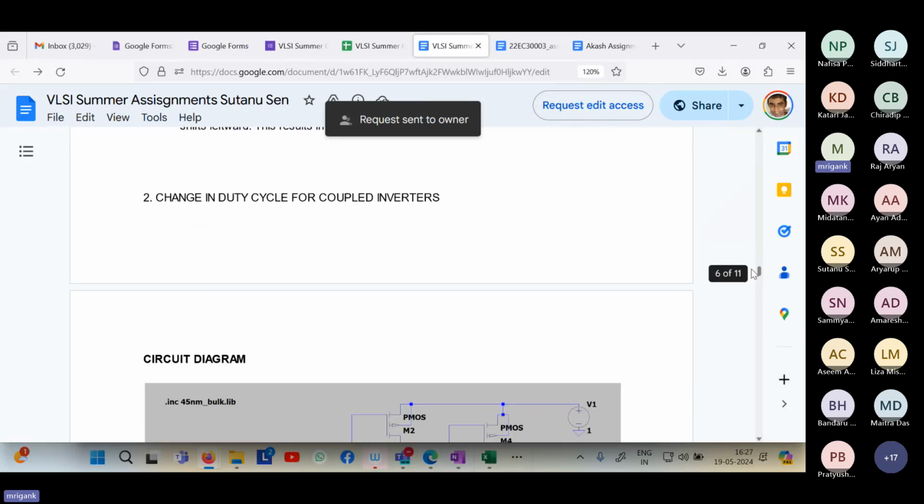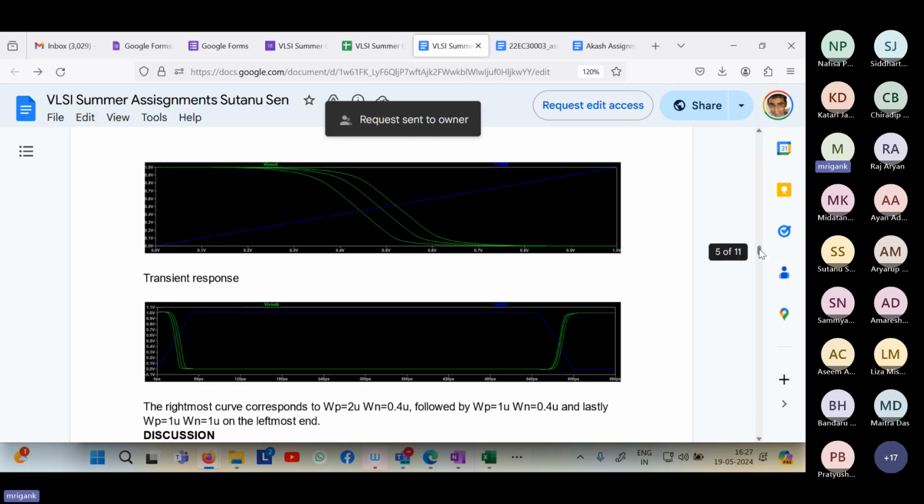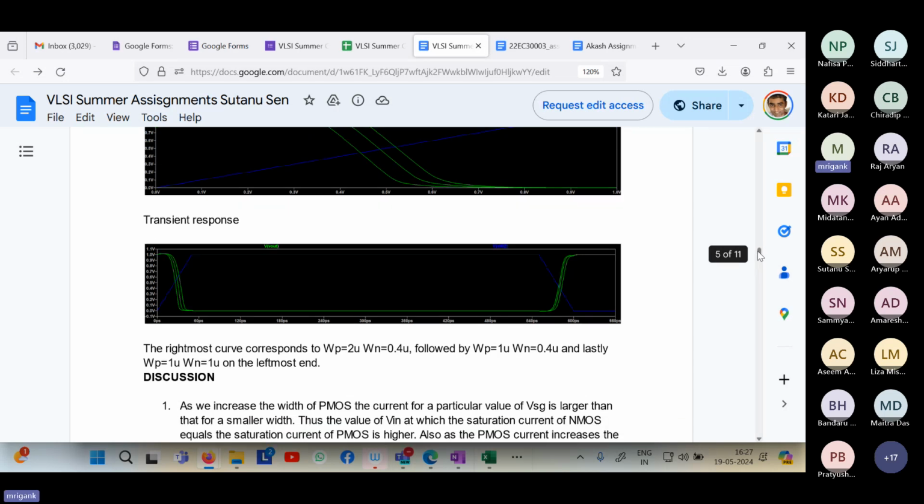So change in the duty cycle. Here, the issue that I'm seeing is that we don't see much effect in the rise time, fall time. There is some effect. I'm not sure how accurately it is calculated and whether you have taken enough number of points. In the waveform also, it is clear that it is not changing much. The rise time, fall time is not changing much. So maybe if you put a cap, then it will show some significant effect. As of now, it is not changing much.